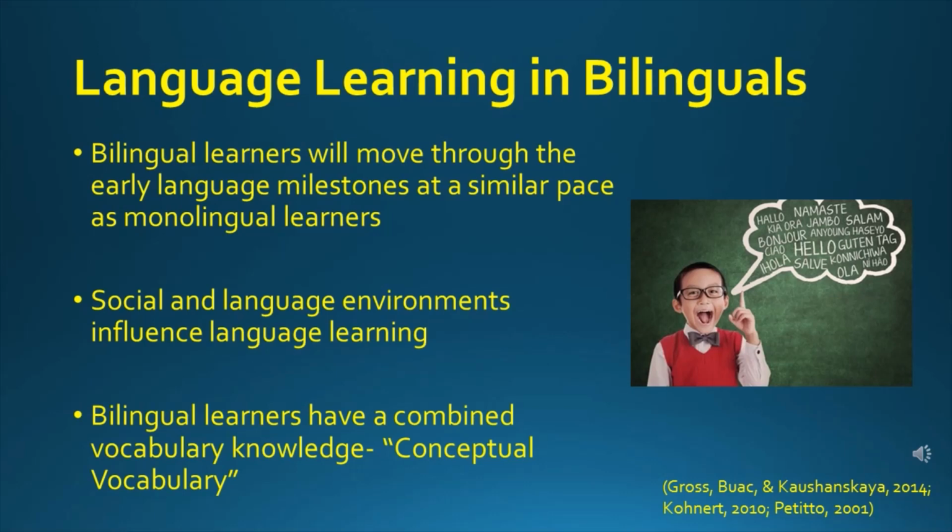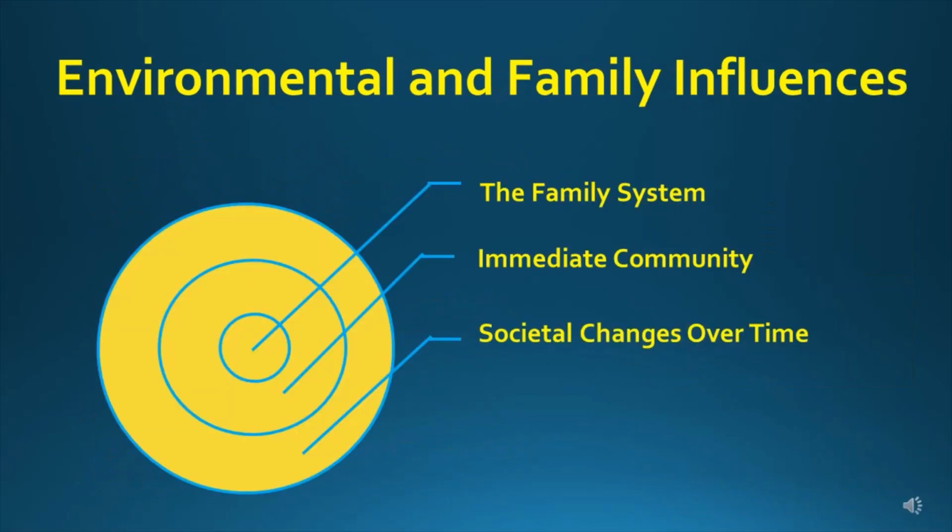This is called conceptual vocabulary. Conceptual vocabulary takes into consideration the total number of concepts for which a child has a word in at least one language. It is their combined vocabulary knowledge. For example, if the child knows the English words nose, book, and the French words pomme, livre, these words reflect knowledge of three concepts, nose, book, and apple, even though one word is known only in French and one is known only in English.